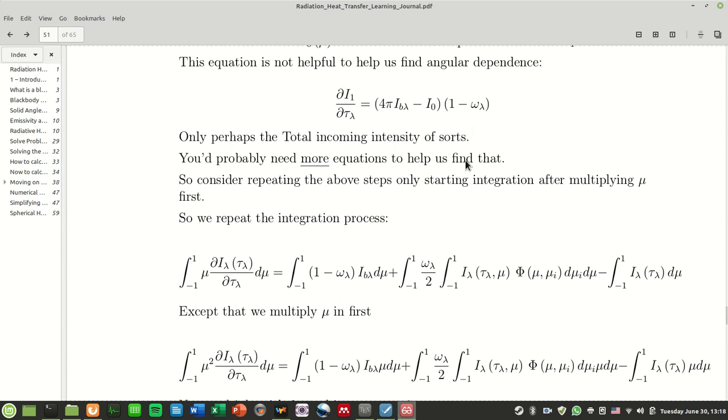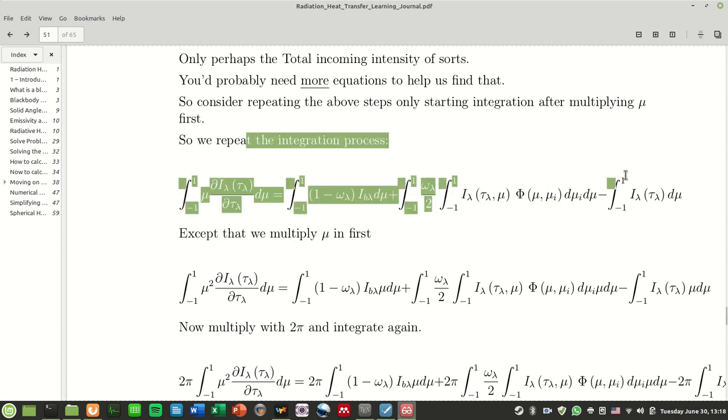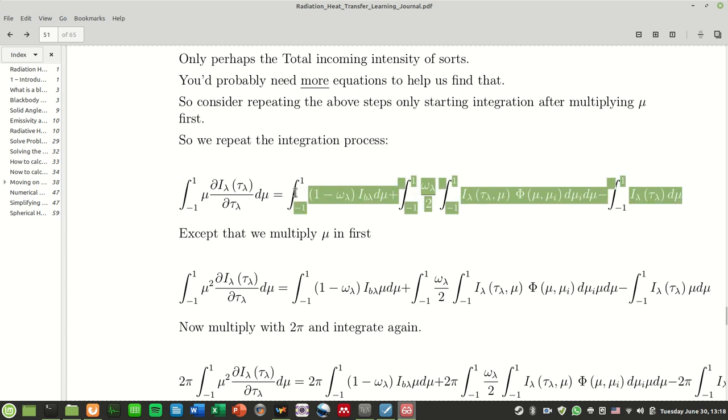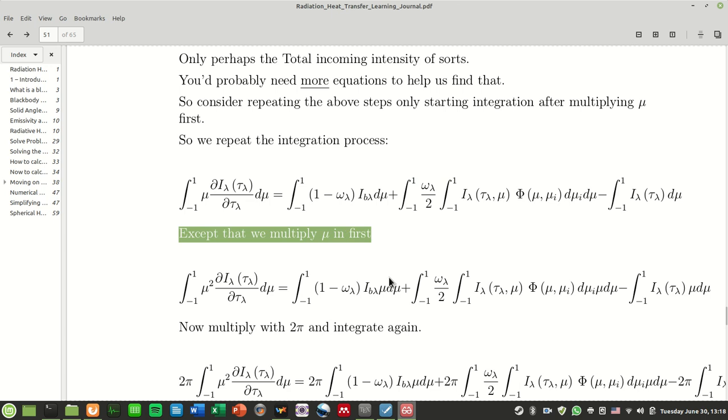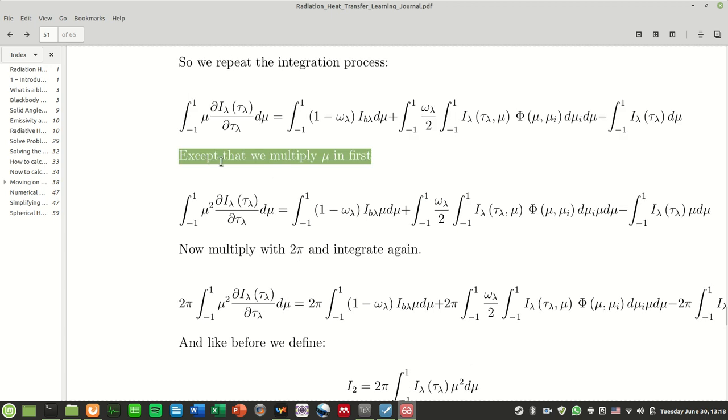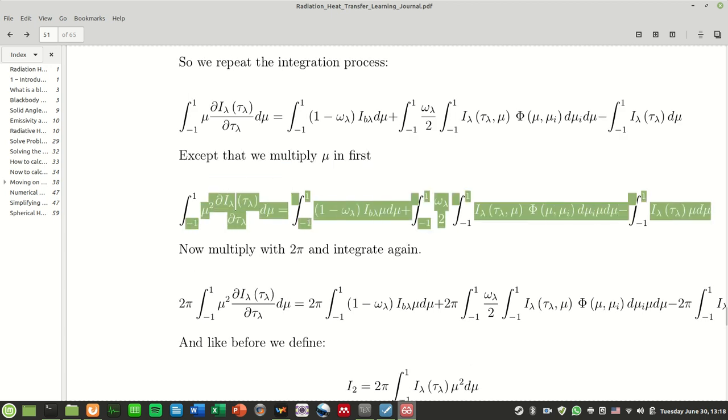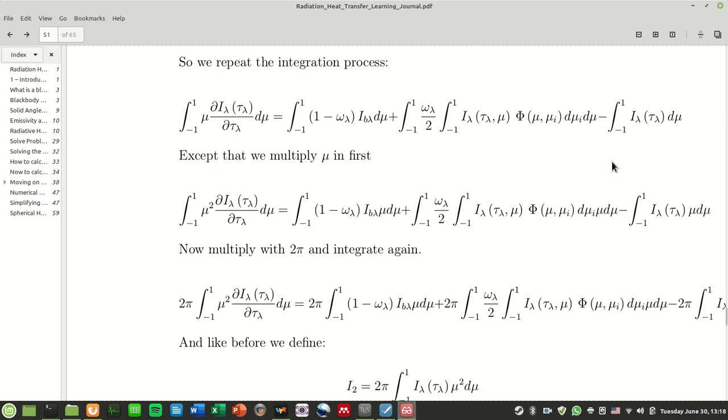So what we do is that we repeat this integration process here, which is what we did before. We also integrate out the angles. However, we multiply in mu first. So we multiply mu into all of these equations here, and we repeat the process again.